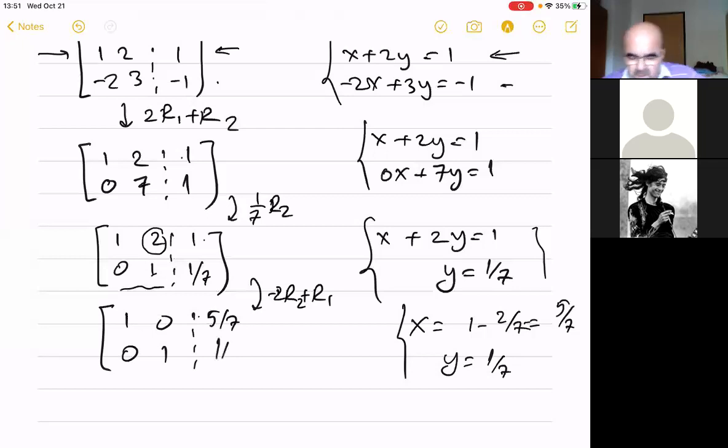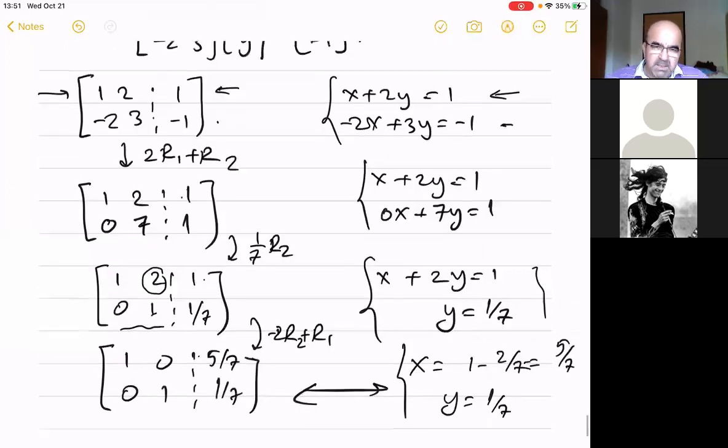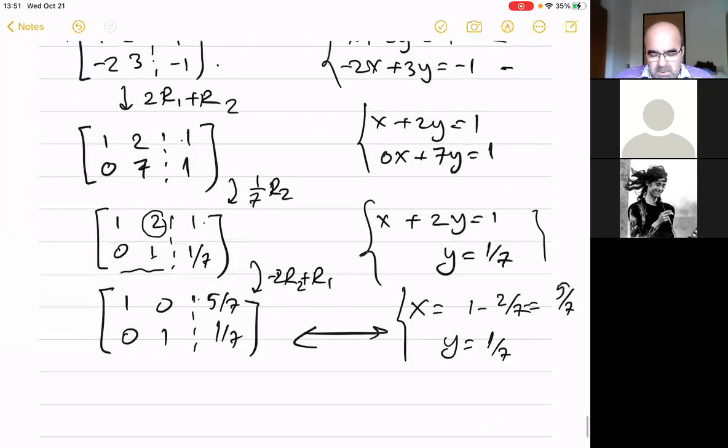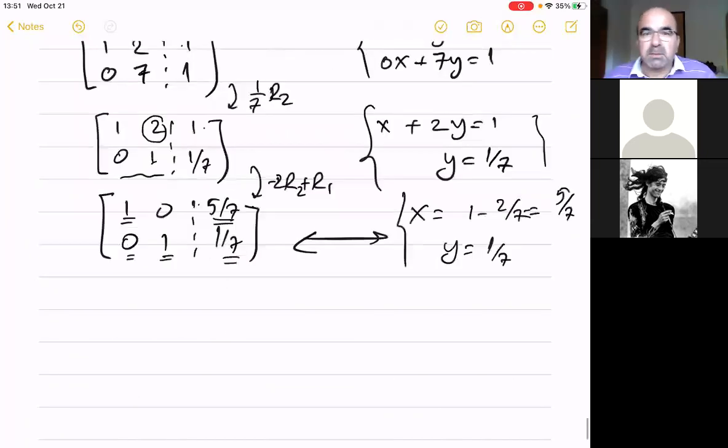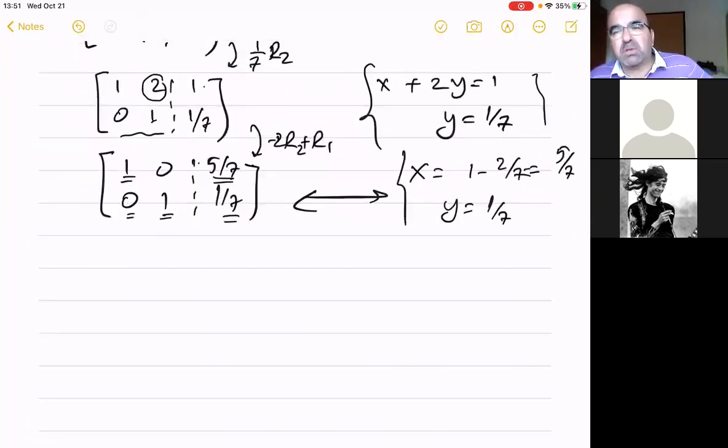So this matrix corresponds to that system. Instead of writing the system all the time, we will just play with this matrix, and at the end we will get a solution. So 1 times x is equal to 5 over 7, and 0 times x plus 1 times y is equal to 1 over 7, which is equivalent to the original system. So their solutions are the same. That's why finding an echelon matrix and a row reduced echelon matrix are important.